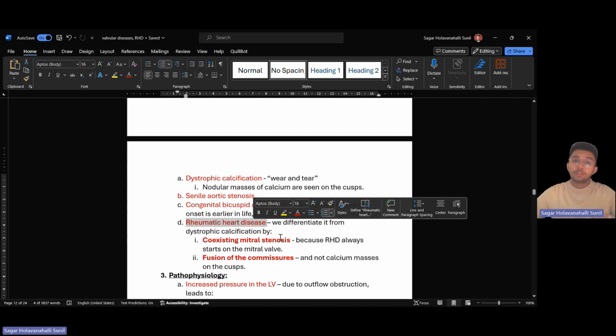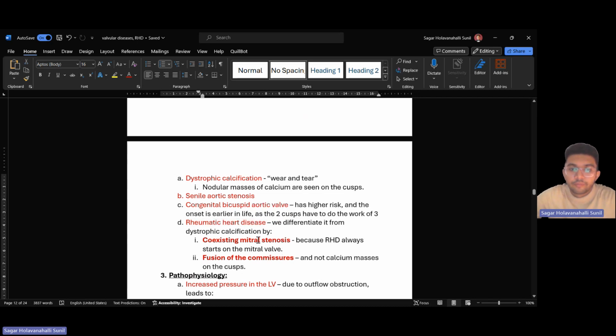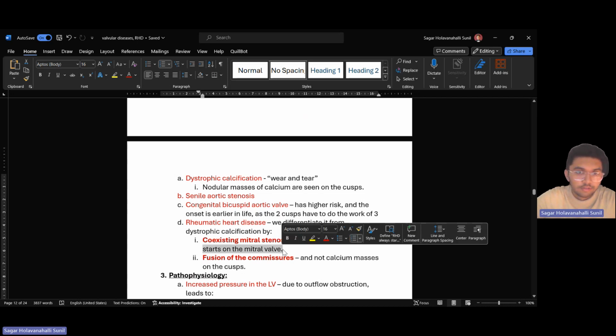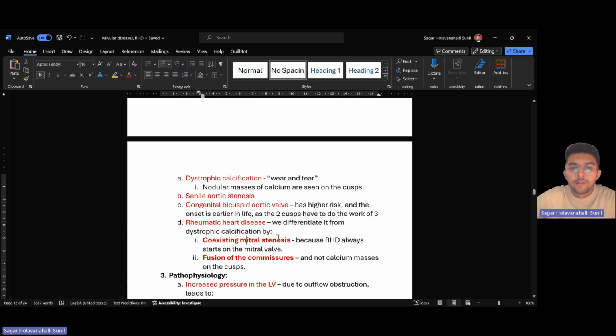I think it's quite important, just know about this. RHD always starts on the mitral valve. Therefore, if you compare the calcification between these two and try to figure out if this calcification is caused by dystrophic or rheumatic heart disease, when there is a coexisting mitral stenosis, it is most likely rheumatic.